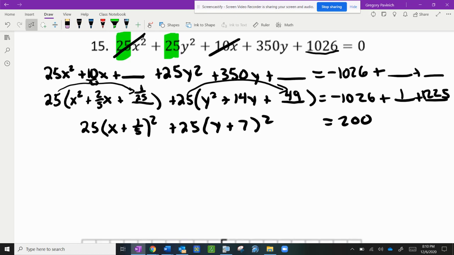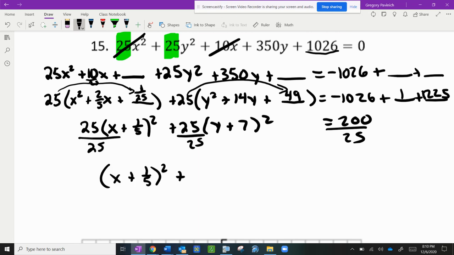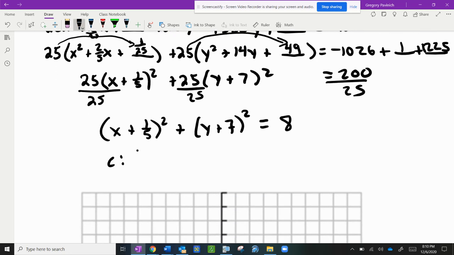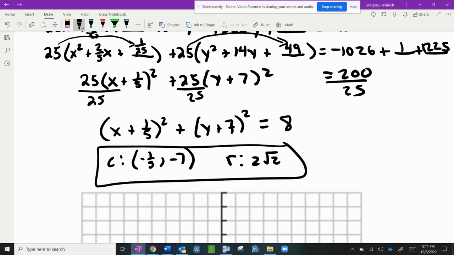Now, if you notice, I have these 25s hanging around, which would technically not be in standard form, because you can't have a coefficient in front of your parentheses. So I'm going to divide everything by 25. And with practice, you'll get really good at completing the square. And I get 8. So my center here is going to be negative 1/5, or negative 0.2, and negative 7. And then my radius is going to be 2/3 of 2 after I reduce that. And we would just want to put that on the graph below.